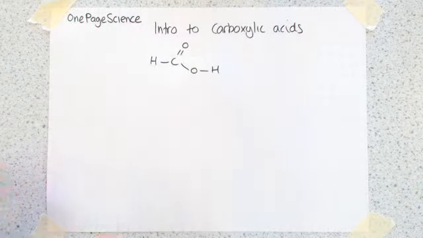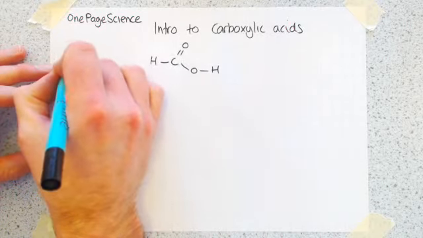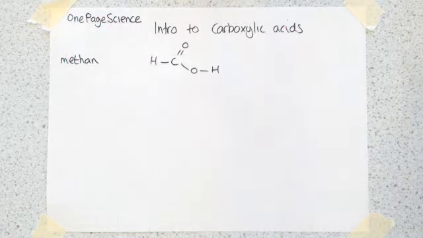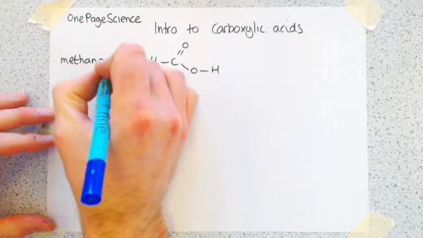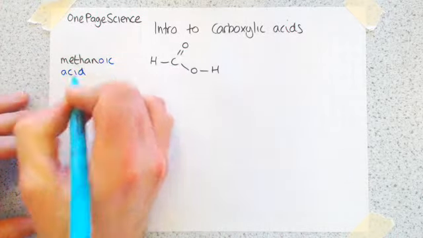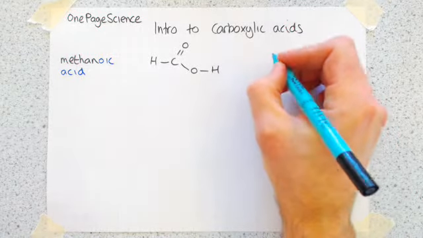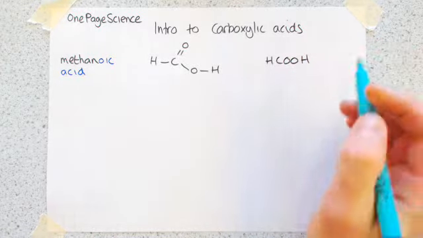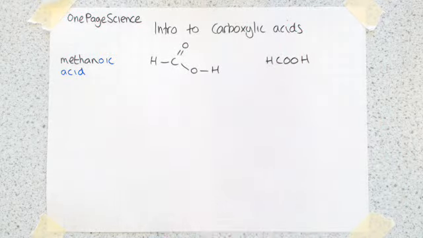Okay, this then we name it using the same naming system that we use for all other organic compounds. Okay, so because it's got one carbon, it starts with methane. Okay, and because it's a carboxylic acid, we have the ending oic acid. Okay, so it's called methanoic acid. Okay, the other way we can represent that is to write HCOOH. Okay, so the COOH here represents all of this part of the molecule here.